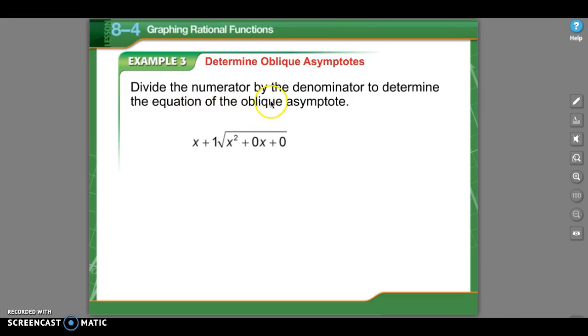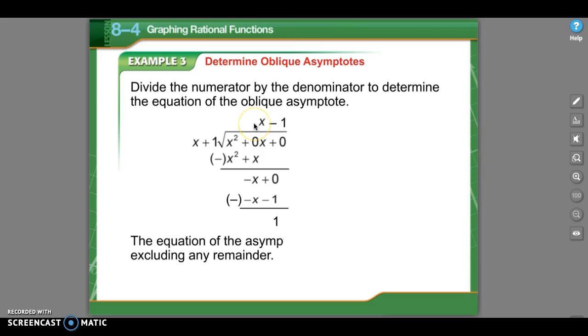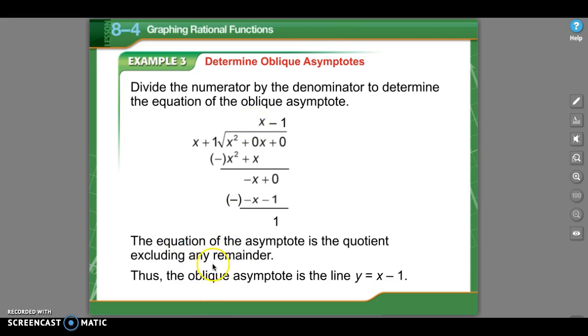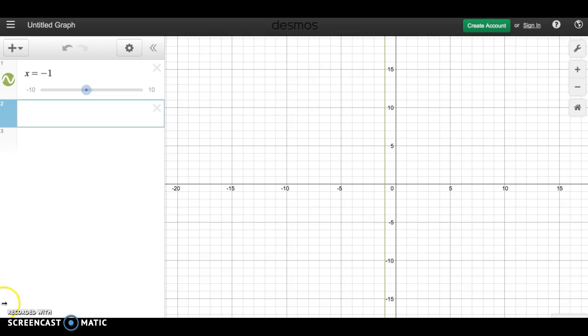When we did that division, just like what I showed before, you're going to come up with x minus 1. The equation of the asymptote is the quotient, excluding the remainder. So we're not worrying about the remainder. Our oblique asymptote is the line x minus 1, which is what I had shown on the previous slide. So I can come over here and say y equals x minus 1. That's our oblique asymptote.